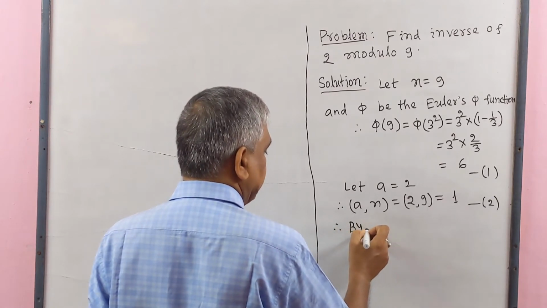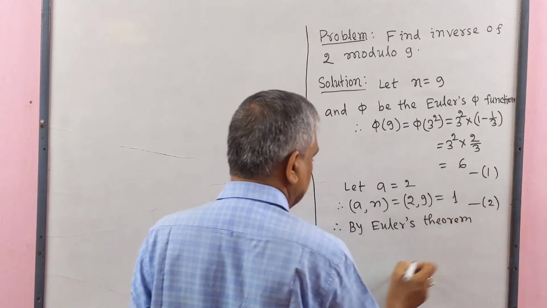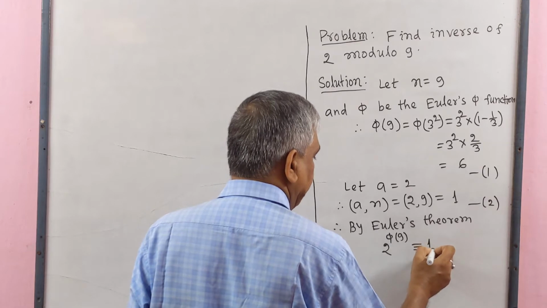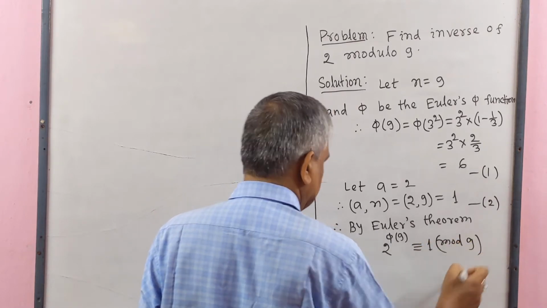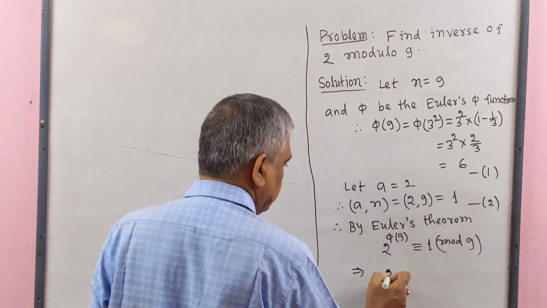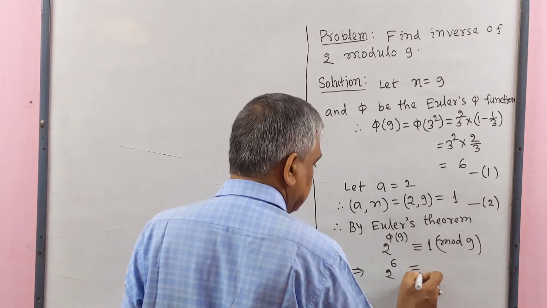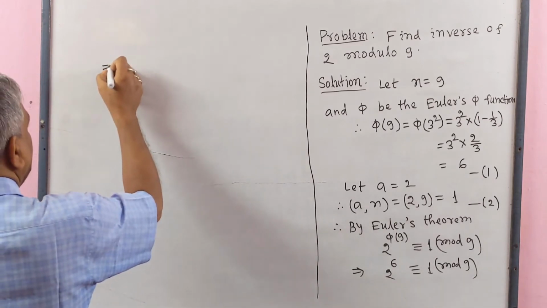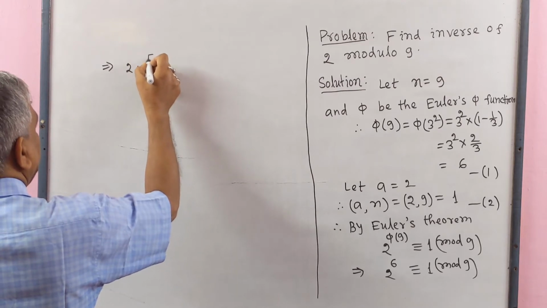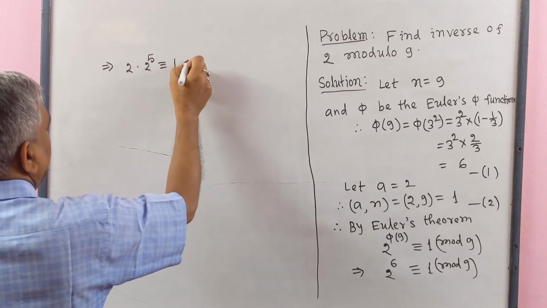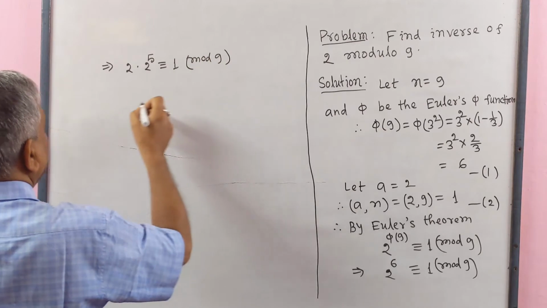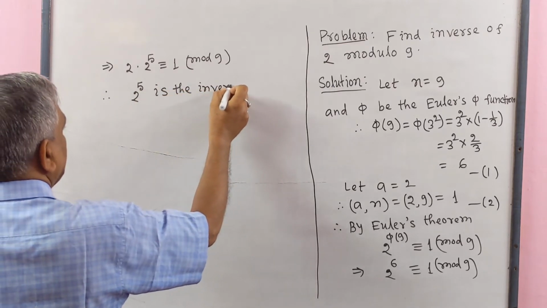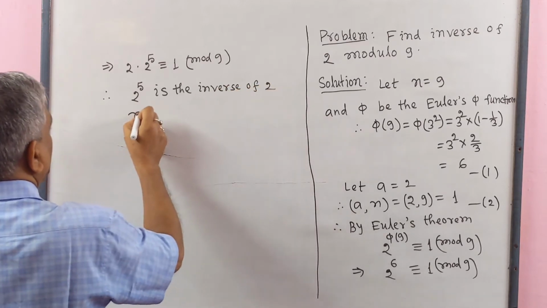Therefore, by Euler's theorem, 2 to the power phi 9 is congruent to 1 modulo 9, implies that 2 to the power 6 is congruent to 1 modulo 9, implies that 2 multiplied by 2 to the power 5 is congruent to 1 modulo 9. Therefore, 2 to the power 5 is the inverse of 2 modulo 9.